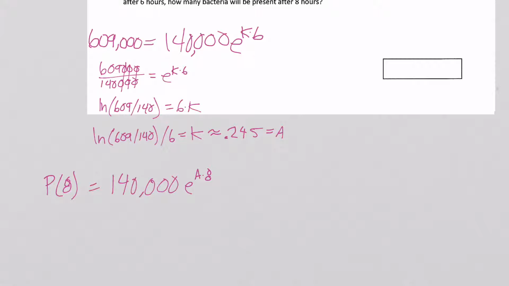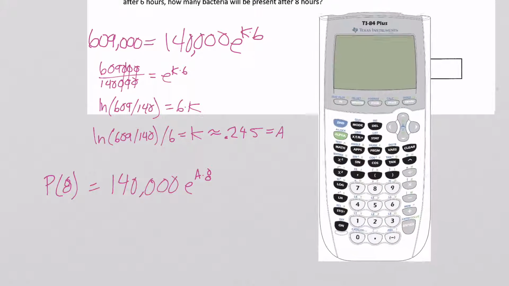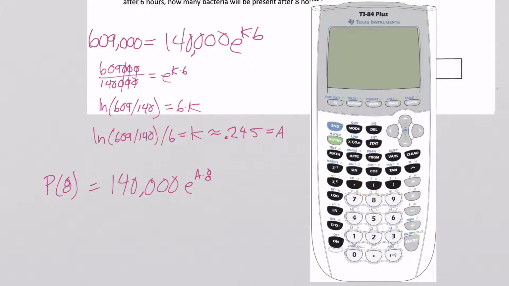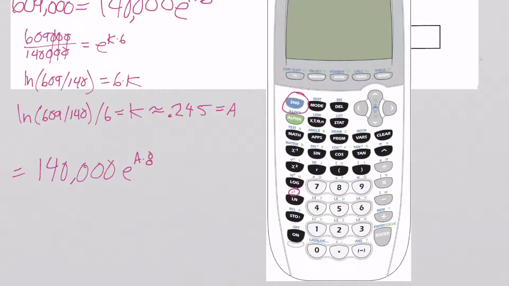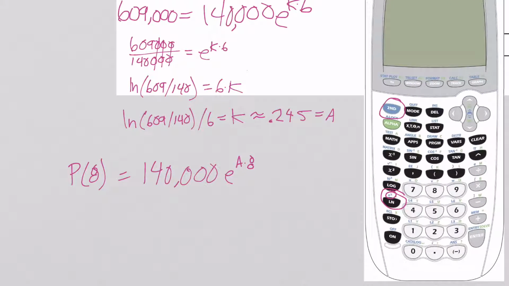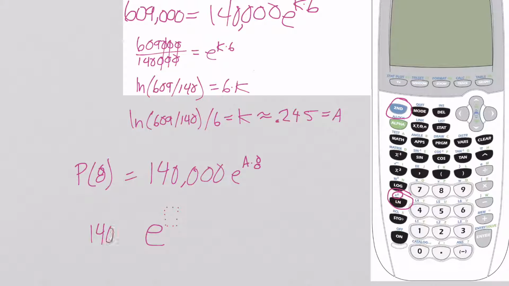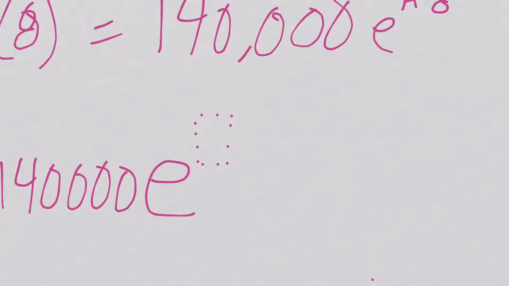If you look at your calculator, if I was typing this in, I'd type 140,000. And then, if you look at the LN button right here, it has a little e to the x symbol above it. That means if you hit second first and then natural log, it'll actually give you e with an exponent, like that. On a newer calculator, it gives you the box. So I would type 140,000 e to the power of, and then I would put A times 8. I would just straight up do A 8 like that, and that'll do it.